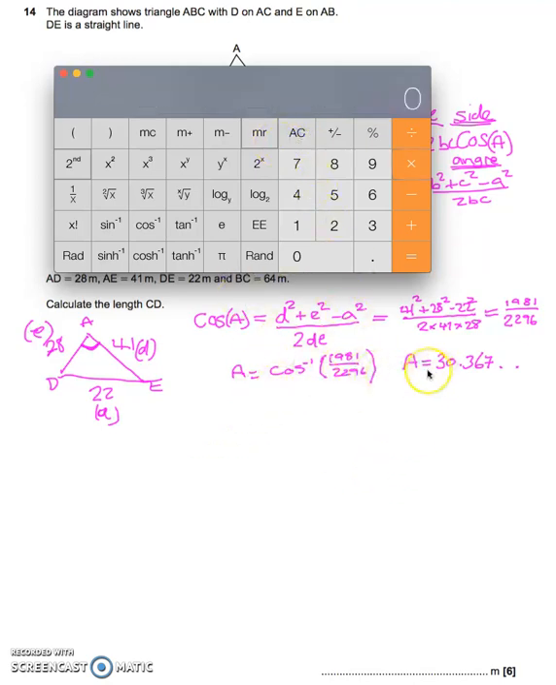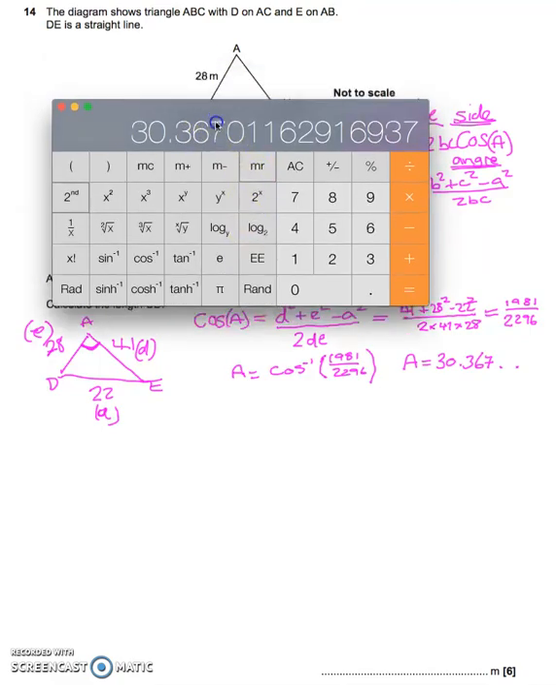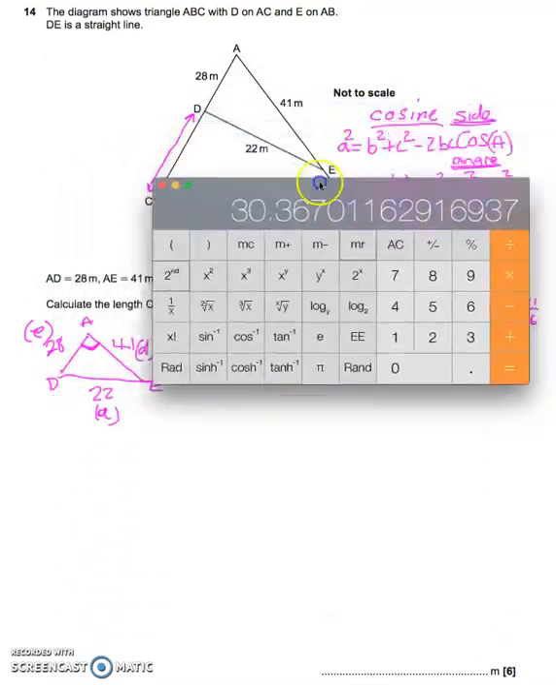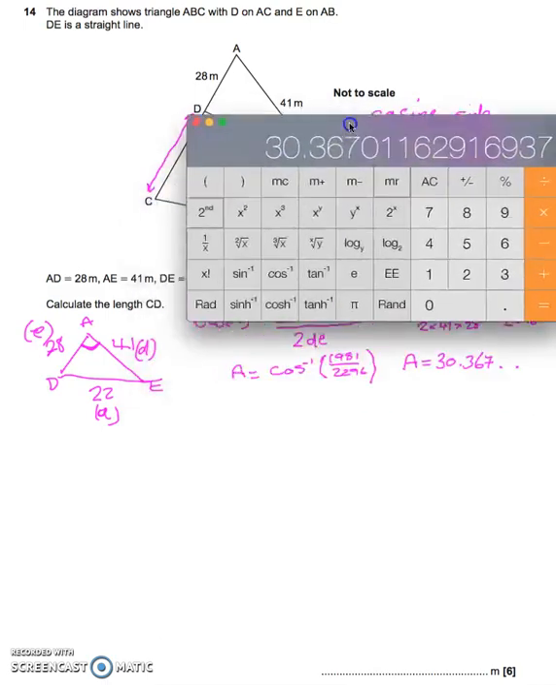So we know that the angle that is here is 30.36, 0, 1, 1, etc. We've got some marks already for doing that, but we don't want that as our final answer. Right, that'll be a 3-mark question normally on its own. You want to work out what this distance here is, right?